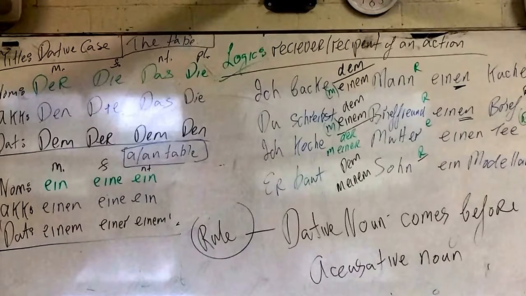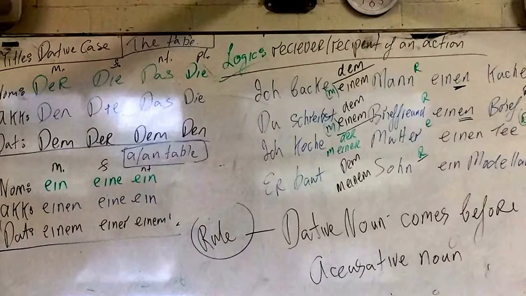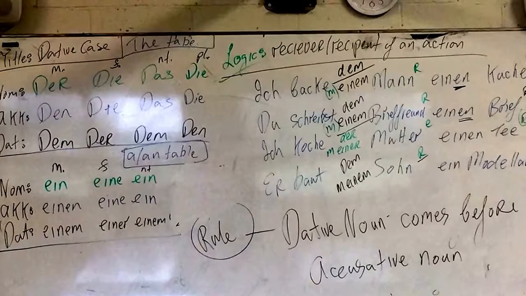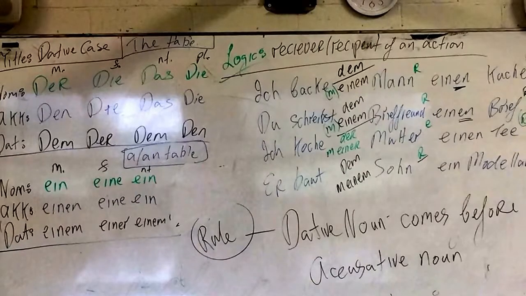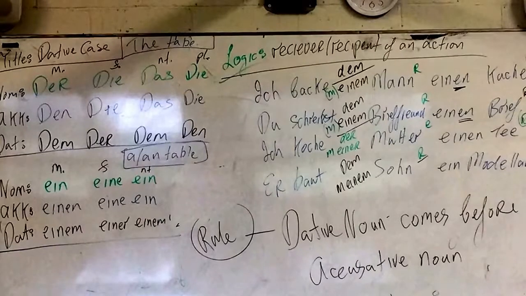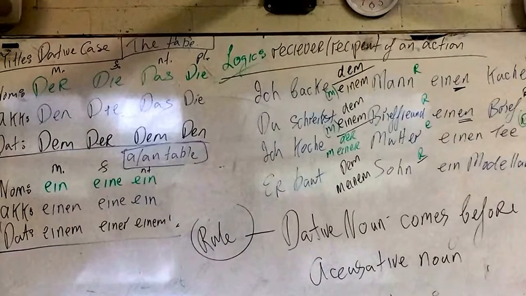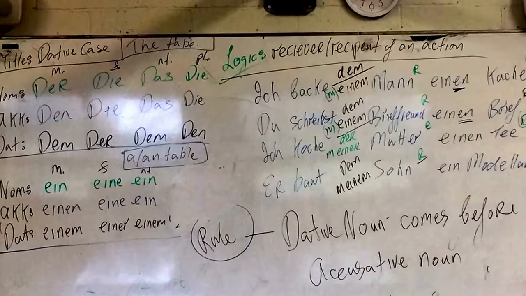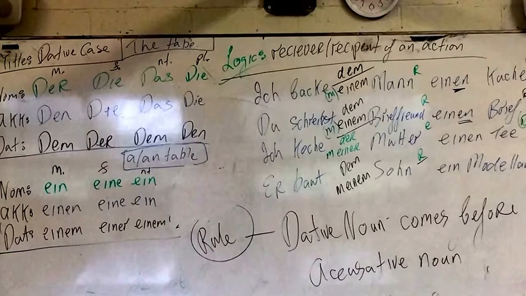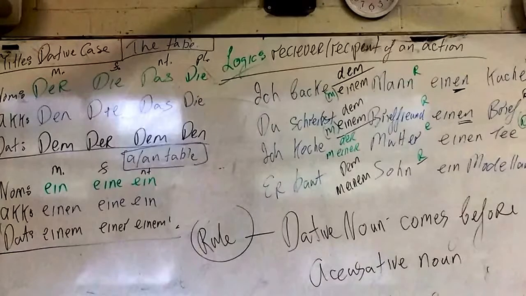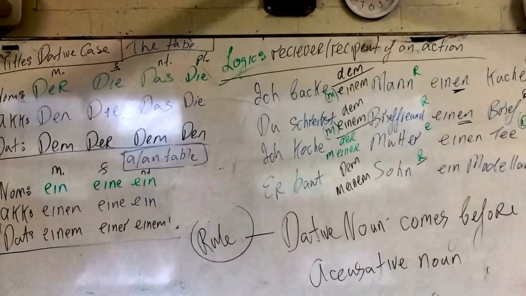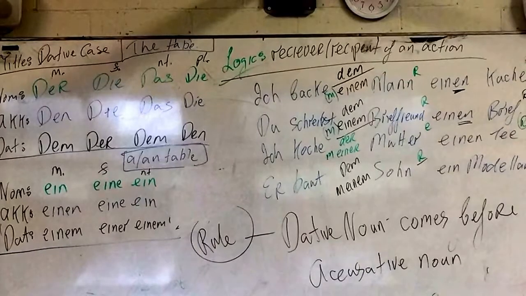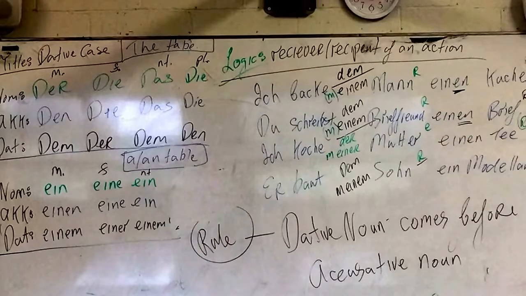Likewise in the second example. Du schreibst dem Brieffreund einen Brief. You were writing a letter to the pen pal, or to my pen pal, or you're writing your pen pal a letter. You're writing my pen pal a letter. Again, the nominative du, because the sentence is about you. The verb is schreiben, du schreibst.